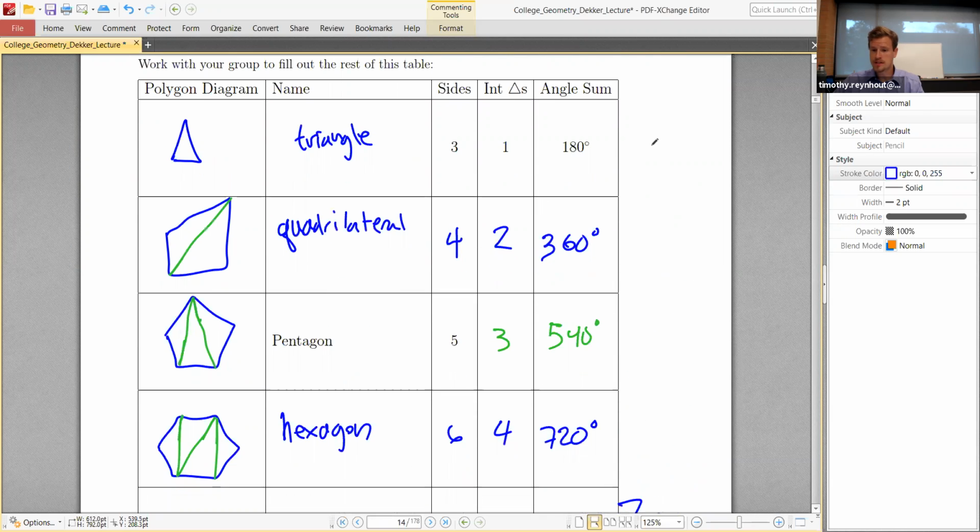If you didn't notice that, we can return here and see that 3 sides has 1 interior triangle whose sum is 180 degrees. We're given that. But then what we notice is when we have 4 sides, we have 2 triangles, and 2 times 180 gives us our 360. So the number of sides minus 2 gives us the number of interior triangles, and the number of interior triangles times 180 gives us our sum of interior angles. 6 minus 2 is 4. 4 times 180 is 720.